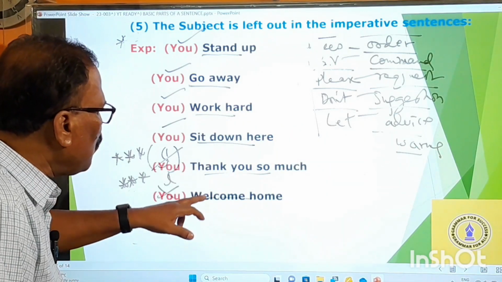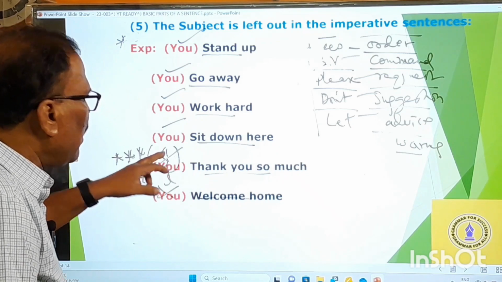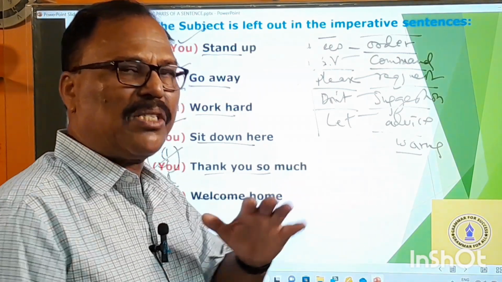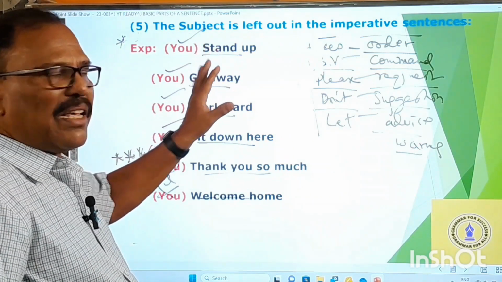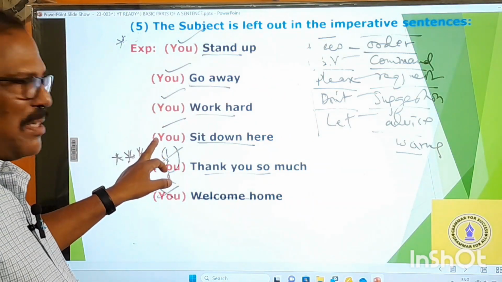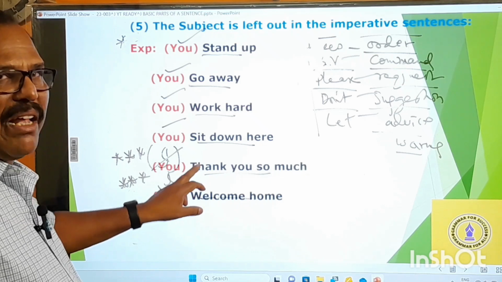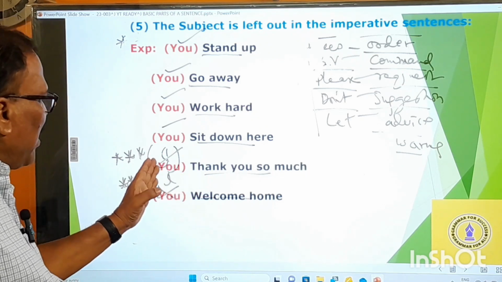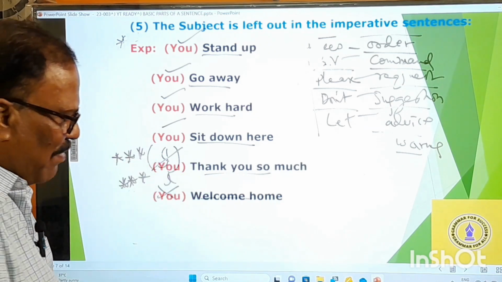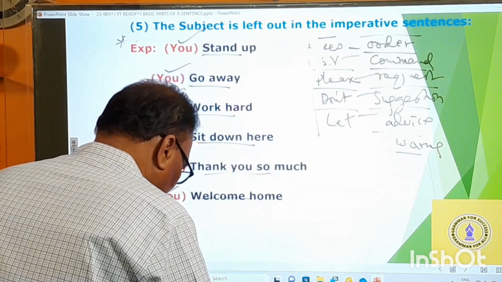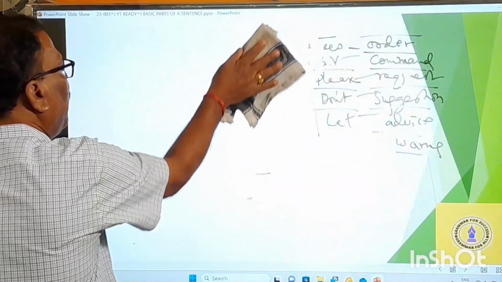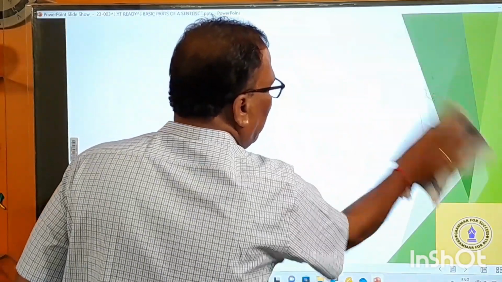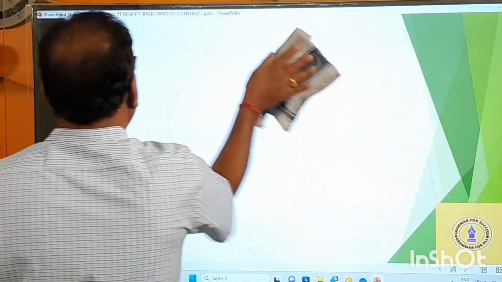So in these two sentences, I, the first person, is omitted, right? But in all other imperative sentences, you, the second person, is omitted. Please take care of these two sentences. I have by mistake written these things. I'm very sorry for that once again. And now let's go to the important slide, important point. What is that?